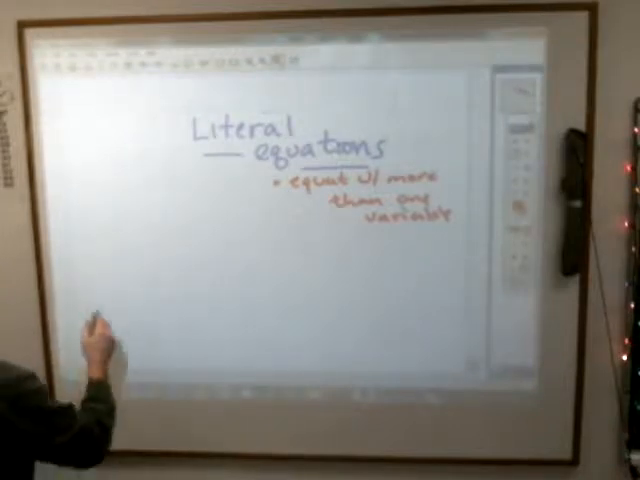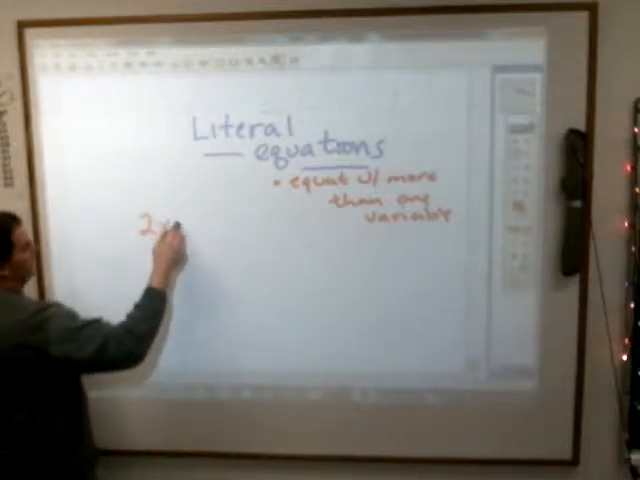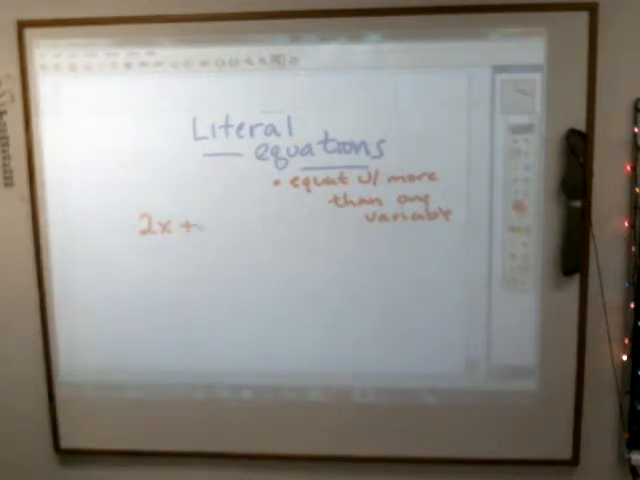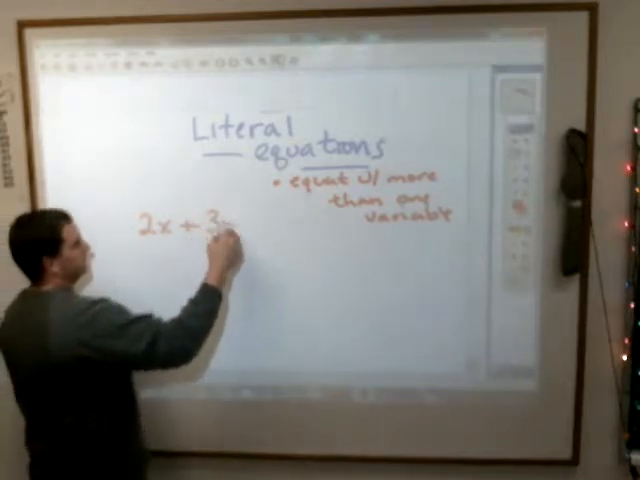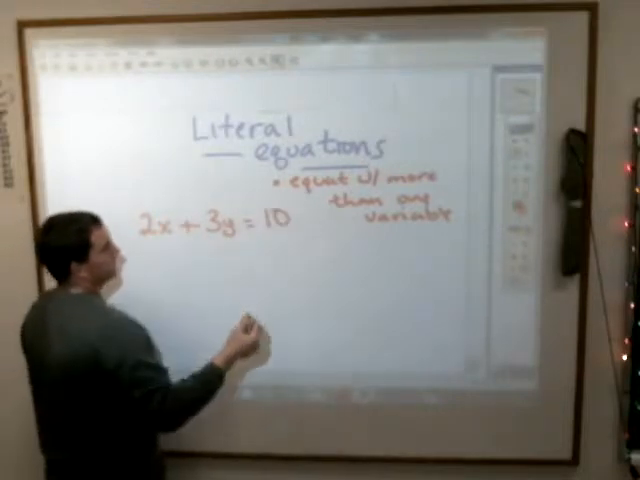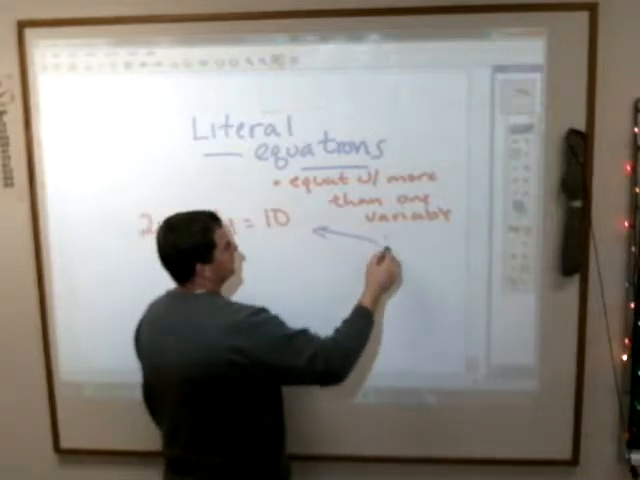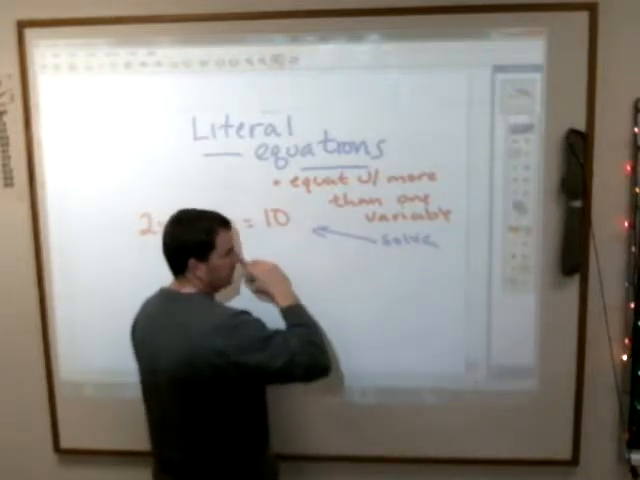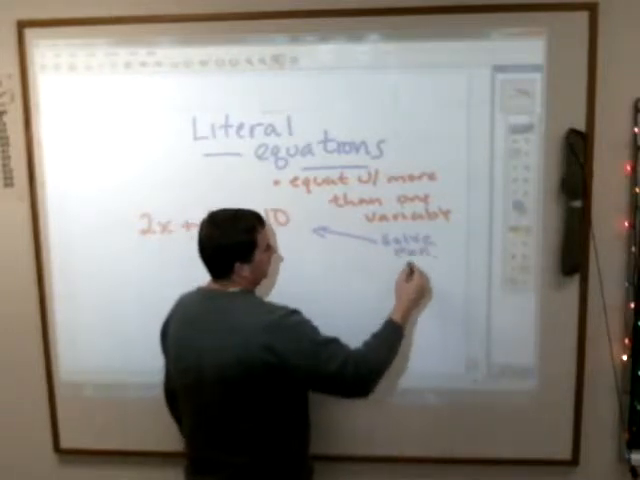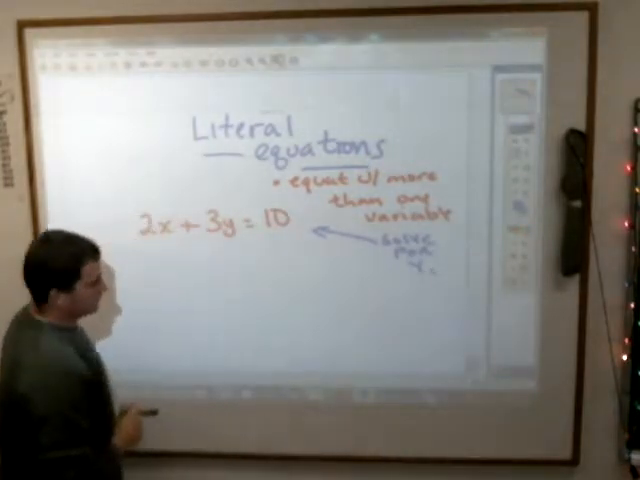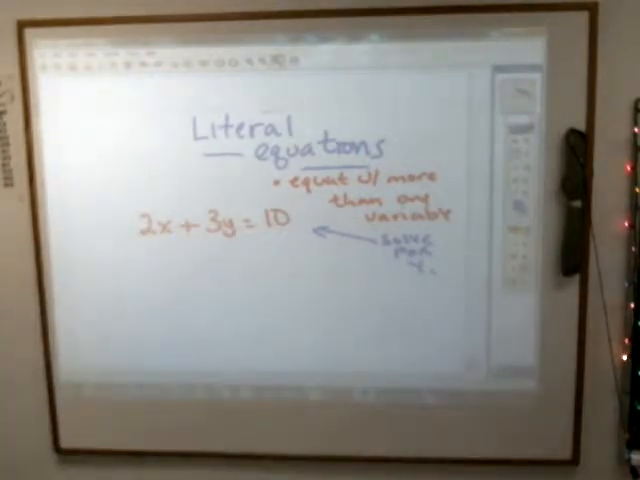You've got this equation, 2x plus 3y equals 10. You are going to be asked to solve this. We'll do some a little bit more complicated. Solve for y. And it's a pretty simple little thing. As a matter of fact, it almost seems like we have done this before.